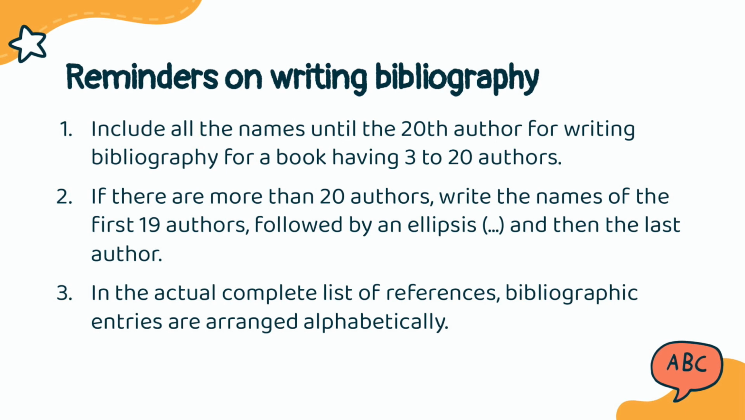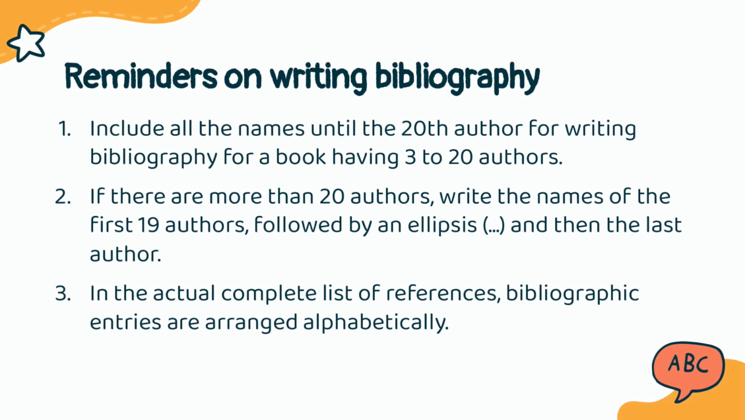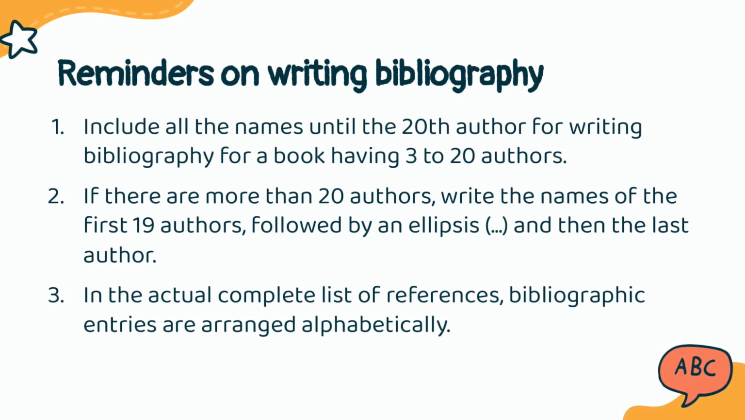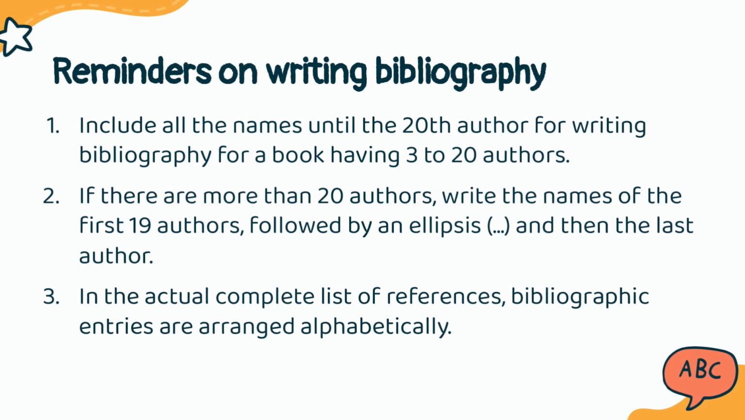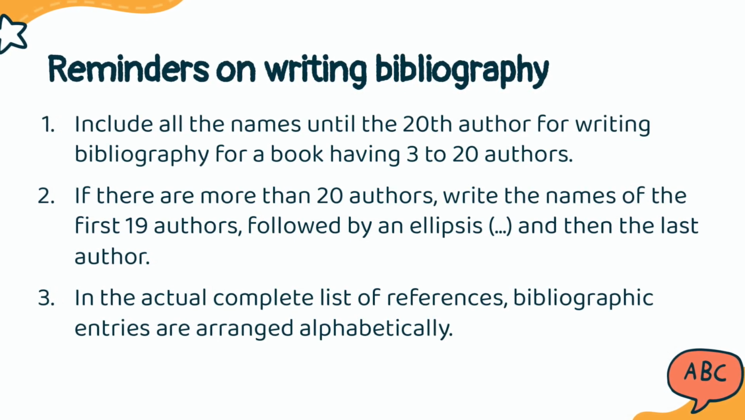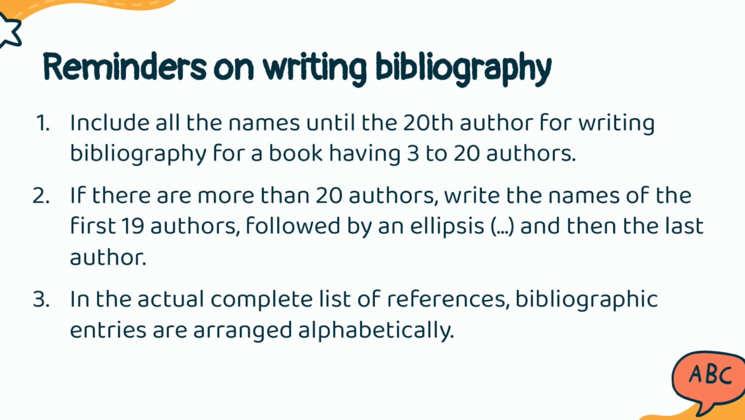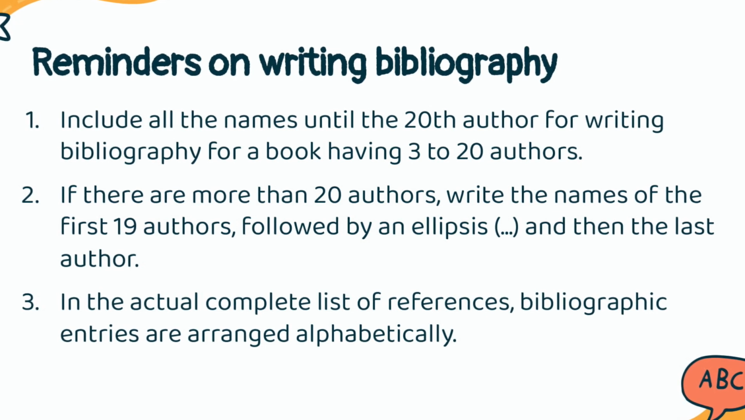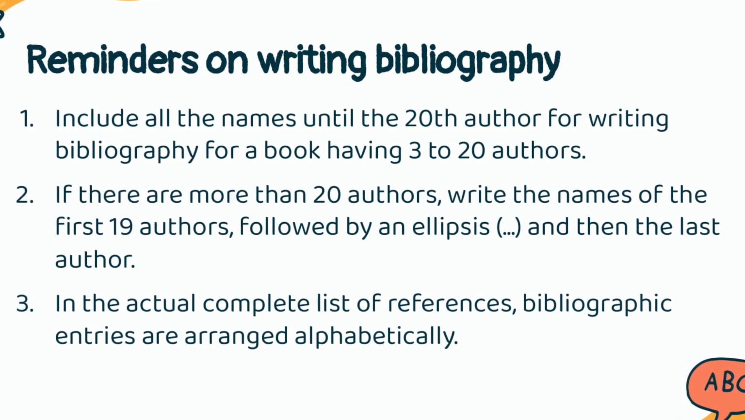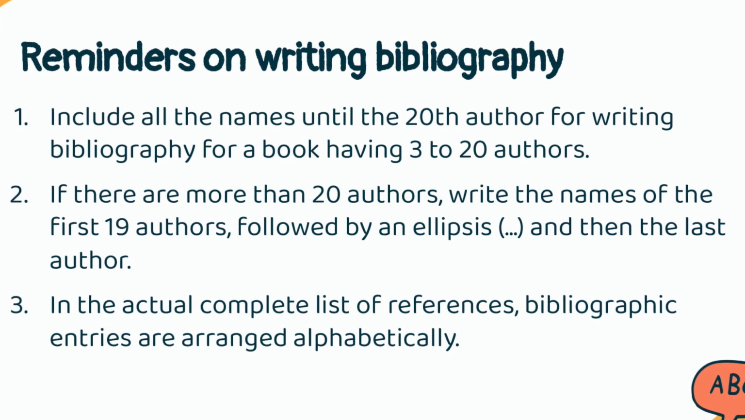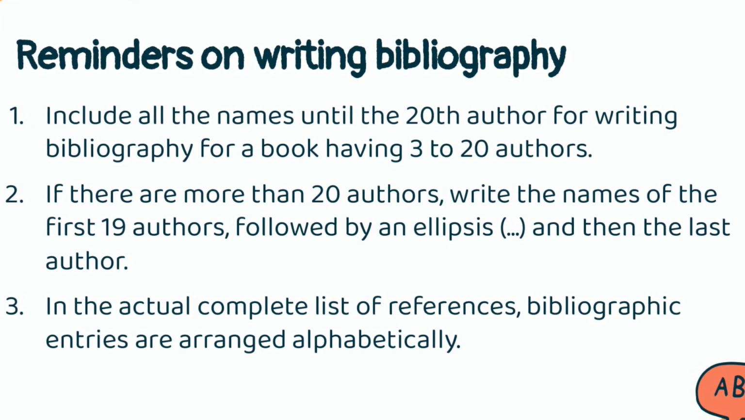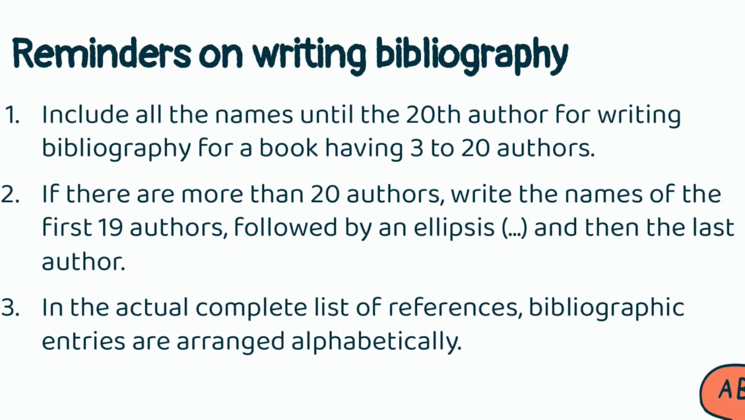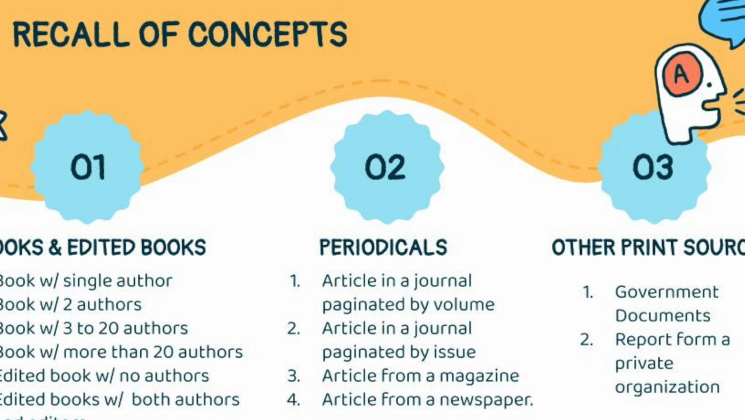I'd also like to remind you of some conditions in writing a bibliography. Include all names until the 20th author in writing a bibliographical entry for books having 3 to 20 authors. If there are more than 20 authors, write the names of the first 19 authors followed by an ellipsis and then the last author. And lastly, take note that in the actual complete list of references, bibliographical entries are arranged alphabetically. Let us have a short recap of our discussion today.